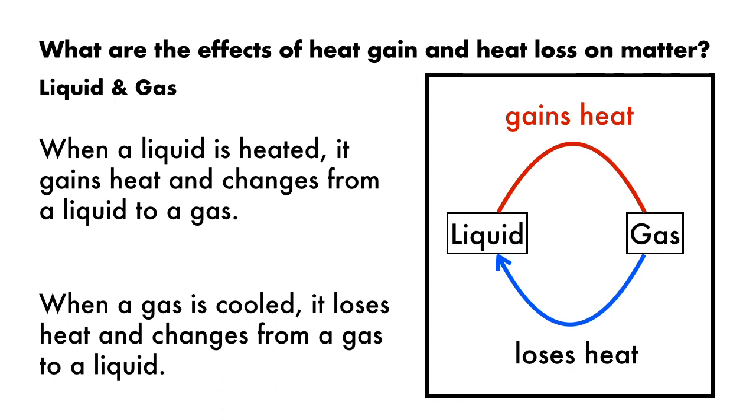So what happens when a liquid is heated? When a liquid is heated, it gains heat again. But this time, when it reaches a certain temperature, it changes from a liquid to a gas. What is this called? You can call it boiling. You can call it evaporation, depending on the temperature.